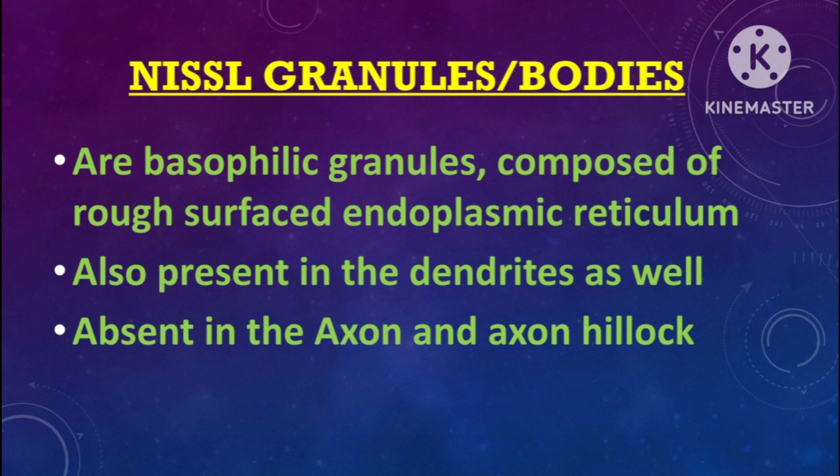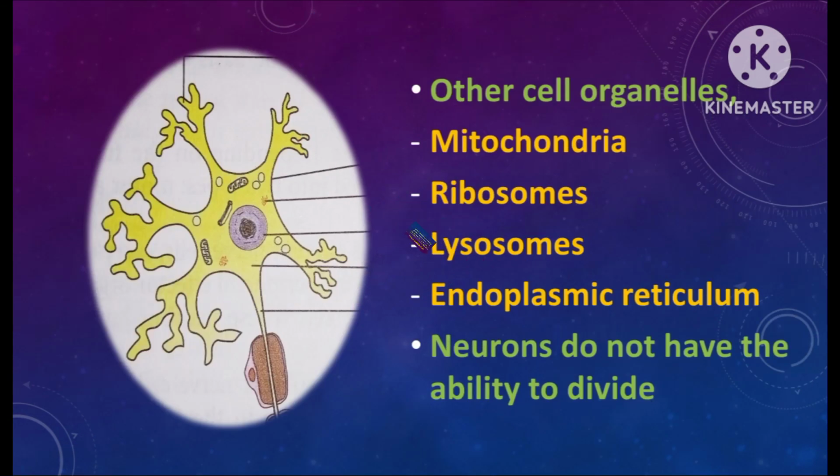These Nissl bodies are also present in the dendrites as well. So these Nissl bodies are usually present in the cytoplasm, that is in the cyton, and also in the dendrites. But these are absent in the axon and axon hillock. What is this axon hillock? I'll explain it in the axon topic. Now let's finish off this cyton topic. In the cyton, we see the nucleus and Nissl's granules.